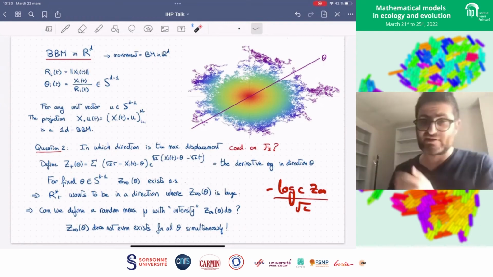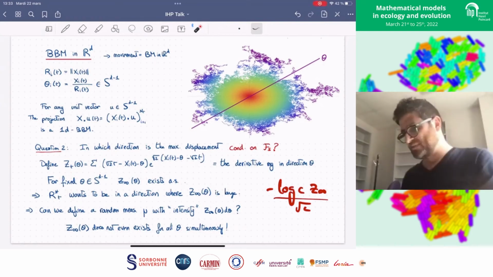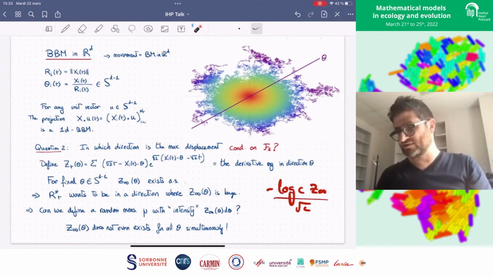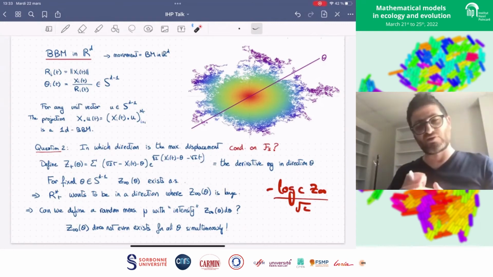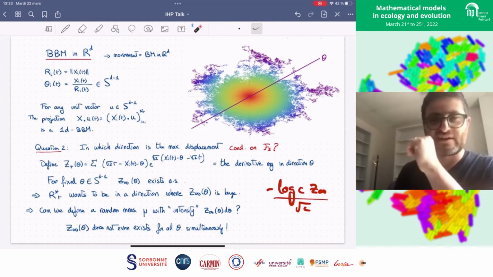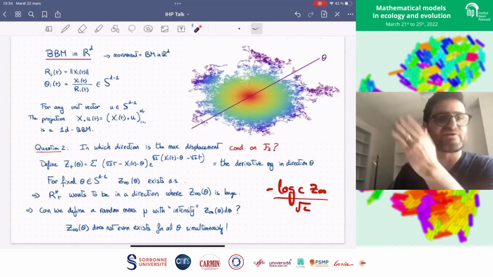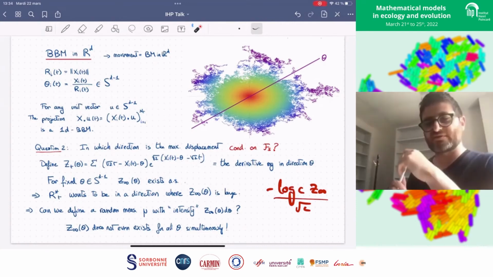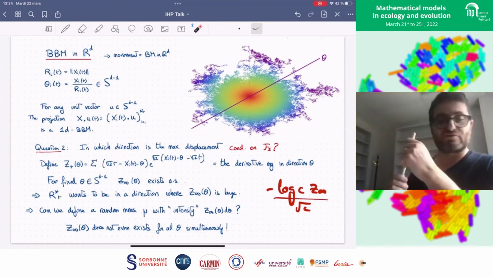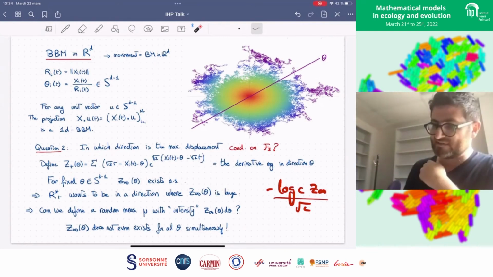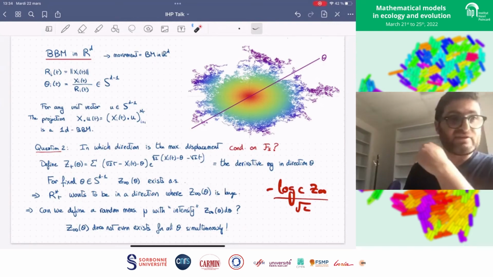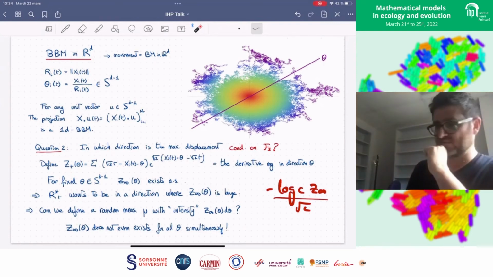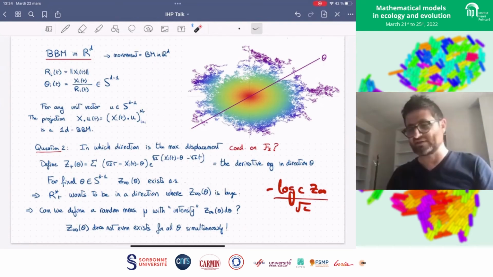And the problem here is that, in fact, you cannot. Z infinity of theta exists almost surely in a fixed direction theta, but it does not exist almost surely for all directions theta simultaneously. Okay, so you have a problem because you could ensure that Z infinity of theta exists for all theta in a countable set simultaneously, but not for all theta.